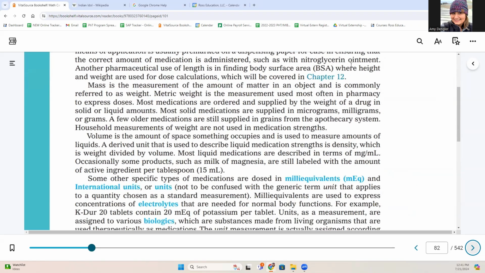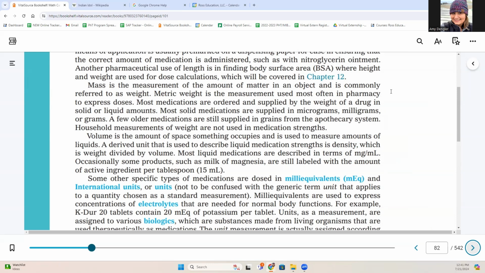Mass is the measurement of the amount of matter in an object and is commonly referred to as weight. Metric weight is the measurement used most often in pharmacy to express doses. Most medications are ordered and supplied by the weight of a drug in solid or liquid amounts. Most solid medications are supplied in micrograms, milligrams, or grams. A few older medications are still supplied in grains from the apothecary system. Household measurements of weight are not used in medication strengths.